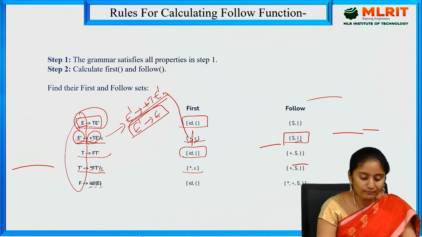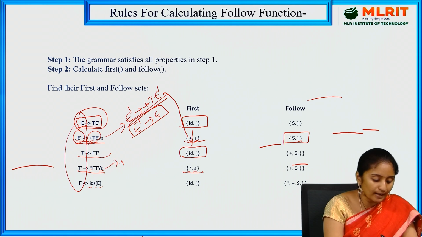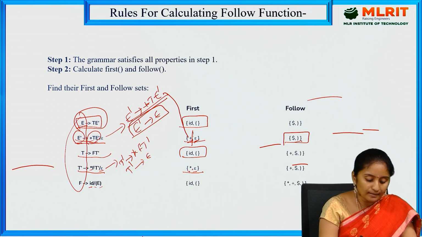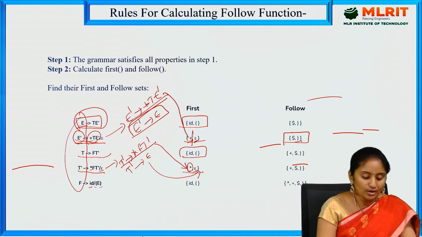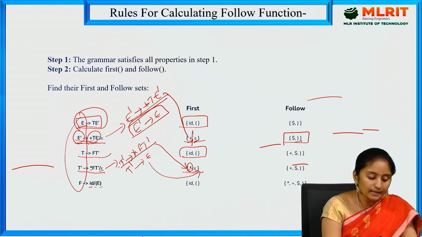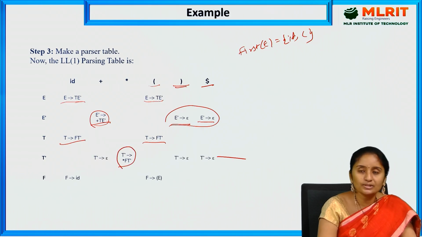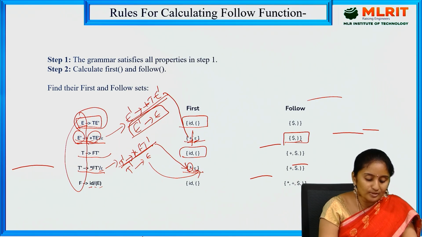What are the first functions? Star and epsilon. So I can write this one as T produces FT', T' produces epsilon. This star I got with the help of the first function, and this epsilon I got with the help of the second function. So in the place of star, I can write T' tends to star FT'. In the place of epsilon, I got epsilon.